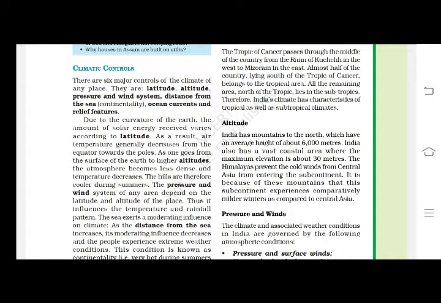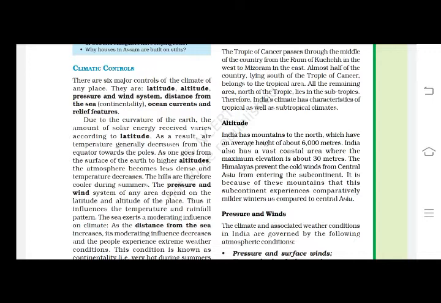The pressure and wind system of an area depend on the latitude and altitude of the place. Okay, whenever you are talking about latitudes, we have latitudes and longitudes. If you are talking about latitude and altitude, altitude means height. Okay, so the pressure and the wind depend on these two, that is latitude and altitude. It influences the temperature and rainfall pattern.